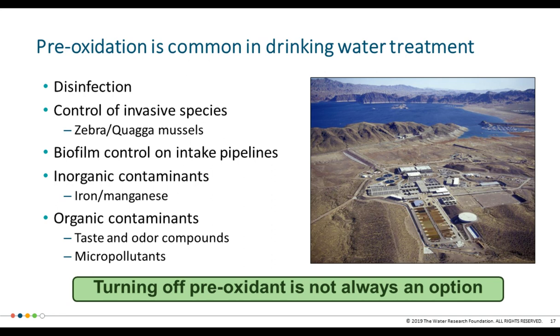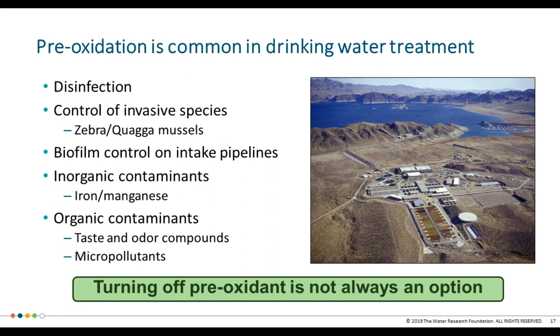There are many applications of preoxidation in water treatment plants. For example, disinfection, control of invasive species, biofilm control, inorganic and organic contaminants. So in some cases, turning off a preoxidant may not always be an option. In fact, there may be a tendency to increase dose in order to potentially utilize one of the best treatment techniques or barriers you have available to you in your plant in order to protect public health.